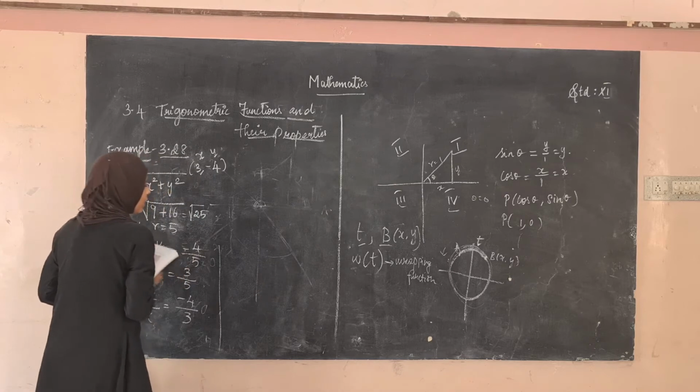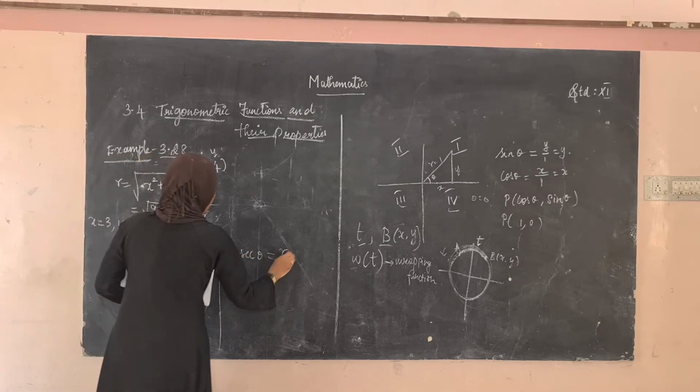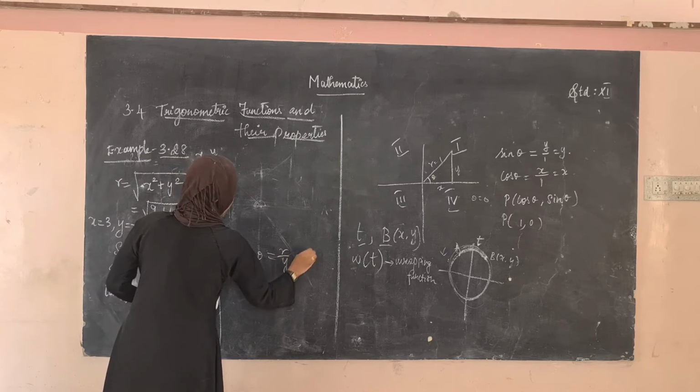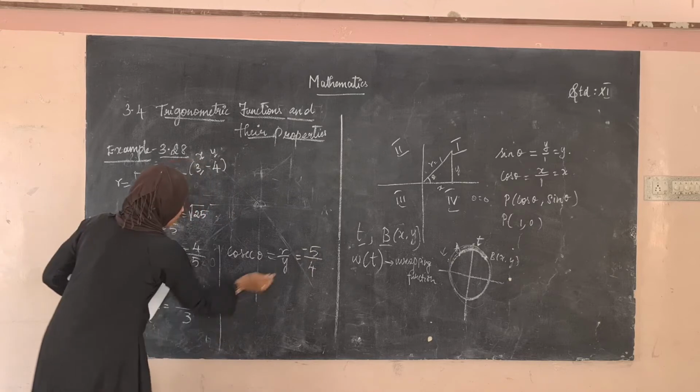What are the other 3 values? Cosecant theta. What is cosecant theta? r divided by y, which is equal to 5 divided by -4. That is -5 divided by 4.